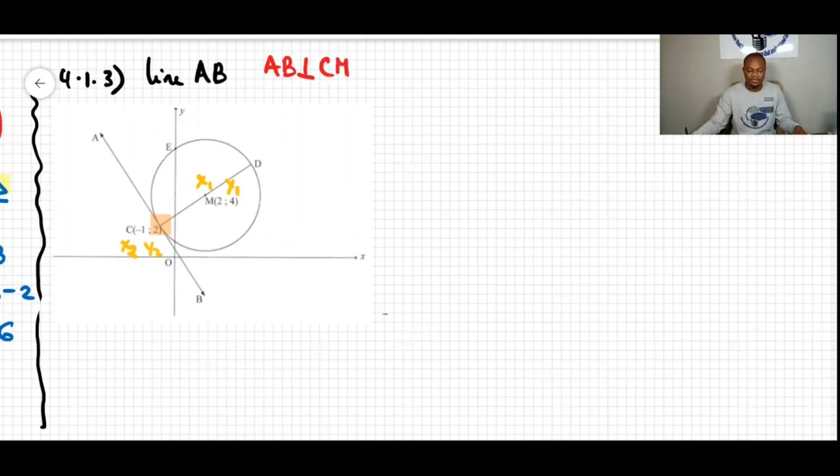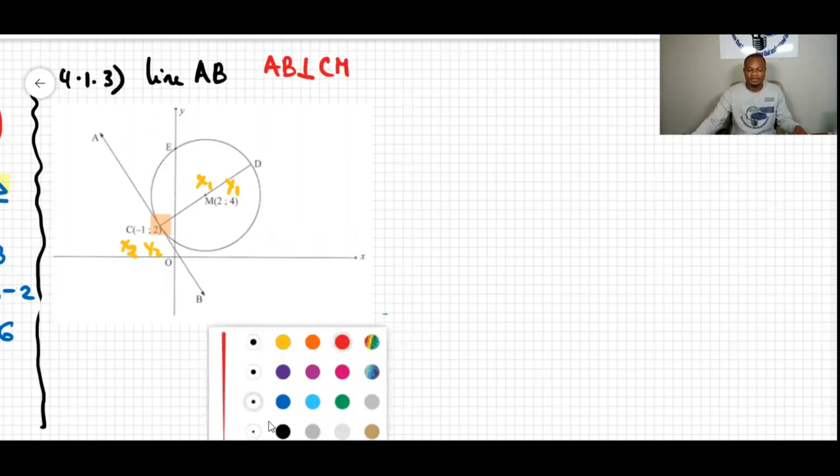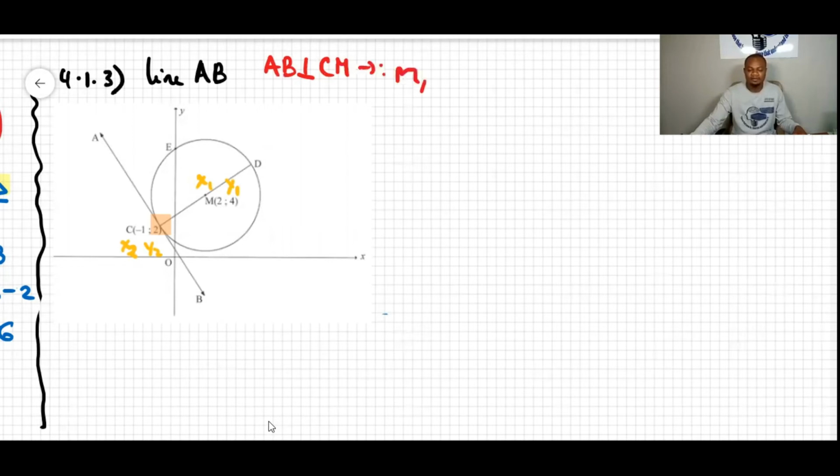Now, two lines are perpendicular if m_AB is equal to -1 over m_CM. Or sometimes they write m_AB times m_CM equal to -1. So we can use either one of these to lead us to the correct answer. Now let's work it out.